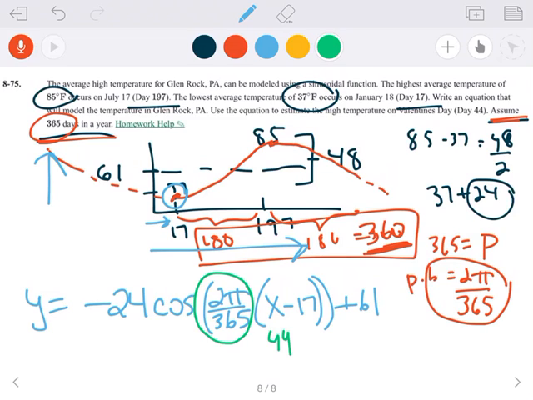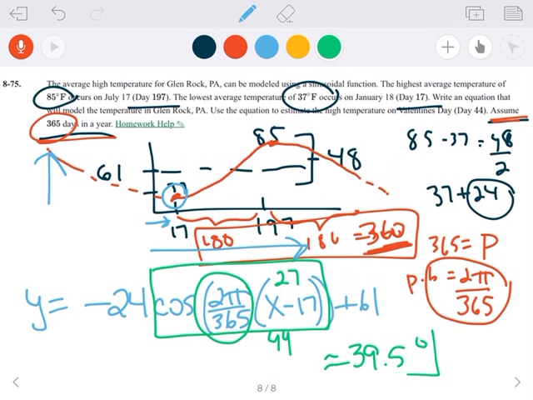So you'd have 44 minus 17, which is 27. You'd multiply 2 pi over 365 times 27. Find the cosine of that answer, take it times negative 24, and add 61. If you do all that in your calculator or plug it into decimals, you would get about 39.5 degrees.